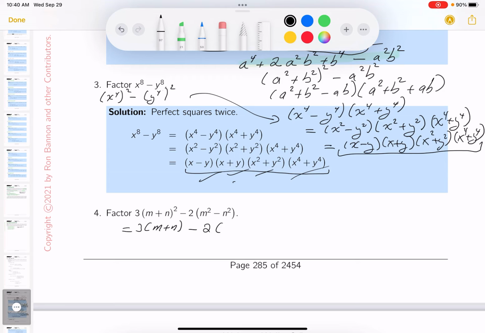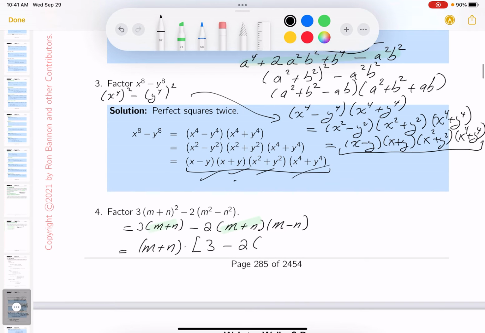And this is 2, and then I see m plus n. That's a difference of perfect squares, by the way, m minus n. Now, what do I notice immediately now? I notice there's a factor common to those two terms. I'm going to pull it out. And what do you get? M plus n times, I'm going to use square brackets now, 3 minus 2 m minus n. Let me clean it up. This is m plus n times, well, let's take a look at this. You get 3 minus 2m plus 2n.